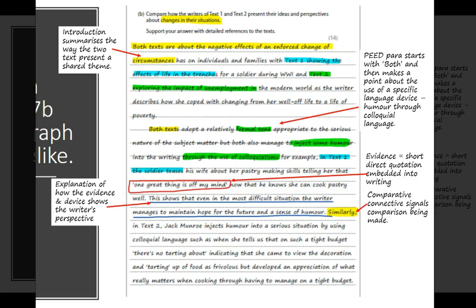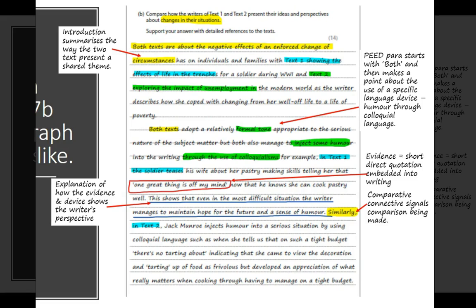We then use a comparative connective. In this case, we're looking at something that's the same, so we're looking at similarities. So we've used the comparative connective similarly. Again, this is just signposting. This is what we refer to as signposting. So use of these words like both and the text, naming the text, and these comparative connectives signpost the examiner through your response. They can see that you're consistently comparing and contrasting.